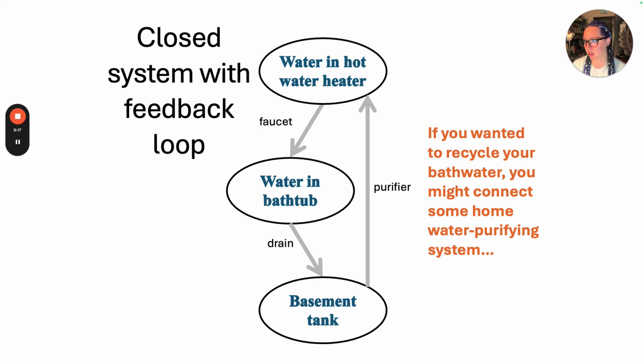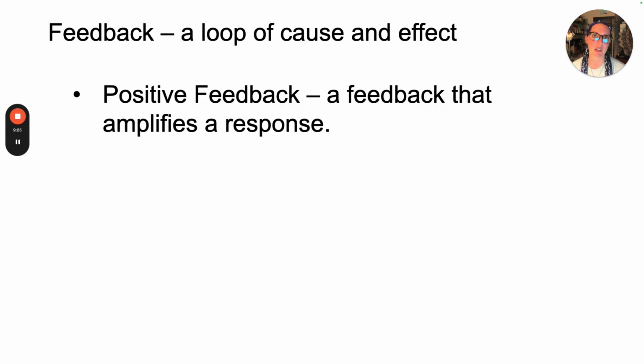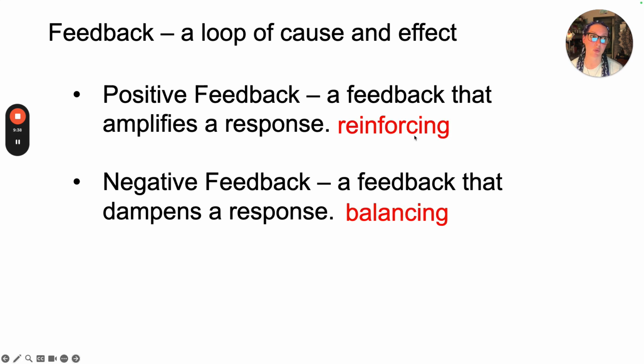So a feedback loop, in a sense, is something we call cause and effect, right? There are two different types of feedback loops that we're going to talk about. One is a positive feedback loop, which is an amplifier of a response. The next is a negative feedback loop, and that's something that dampens a response. An easier way to think about it is that positive is reinforcing and negative is balancing.